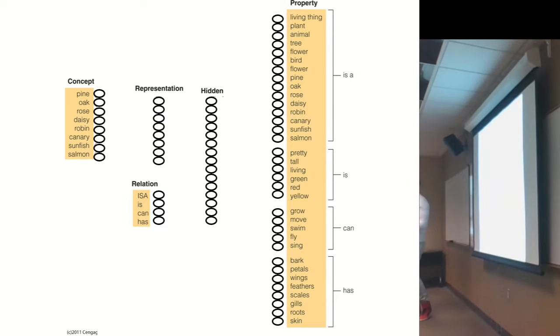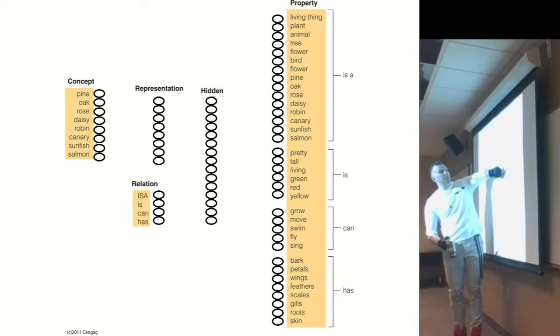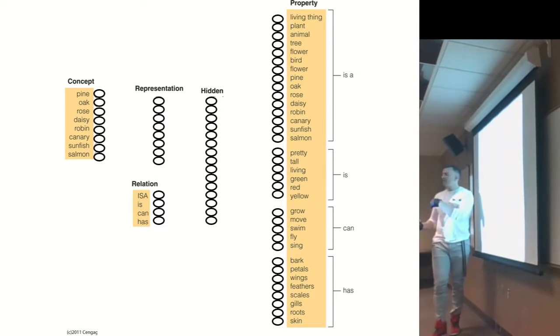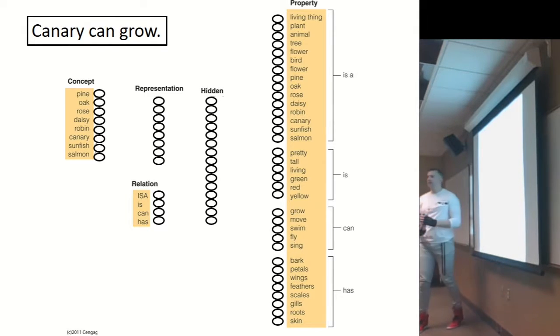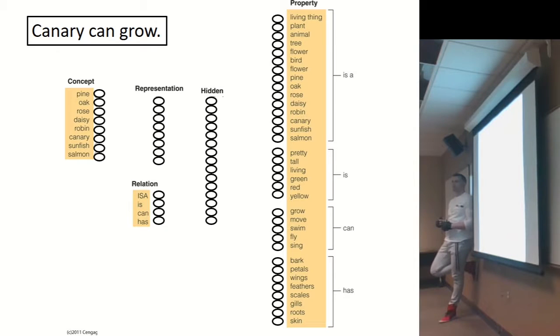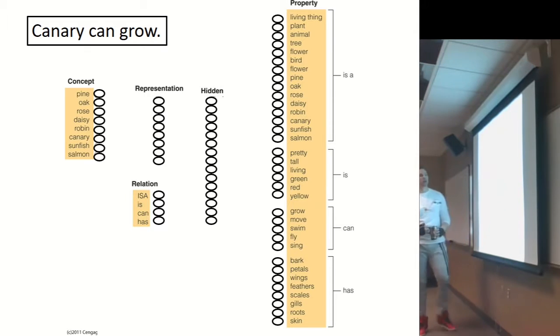So if we had this connectionist network, where you have your inputs, these are the categories, and you have your outputs here of what properties they have, how can this network represent the information that we have in our mind? All right, so let's start off with the idea that a canary can grow. If you know that a canary can grow, if you know that it doesn't just start off full size, then we have that representation somewhere here.